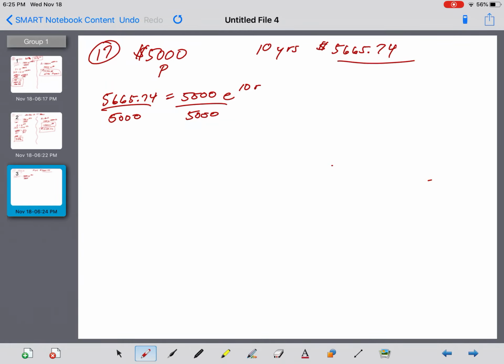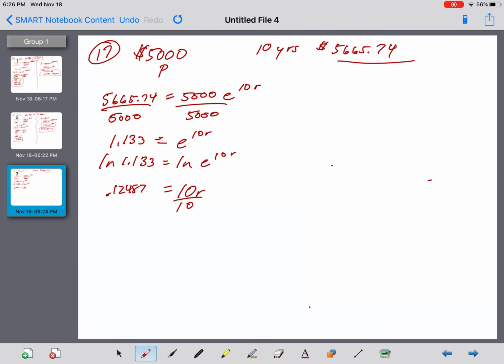Not as nice as the other ones, because with those other ones you were doubling it, and this division just gave you 2. This division gives you 1.133 is equal to e to the 10r power. And then you take the natural log of both sides. Take the natural log of this side. This side just works out to be 10r. And really, you could do this all on your calculator, but the decimal is 0.12487.